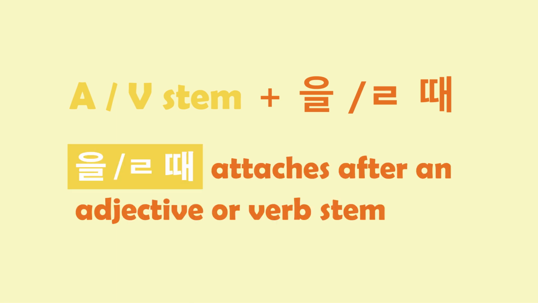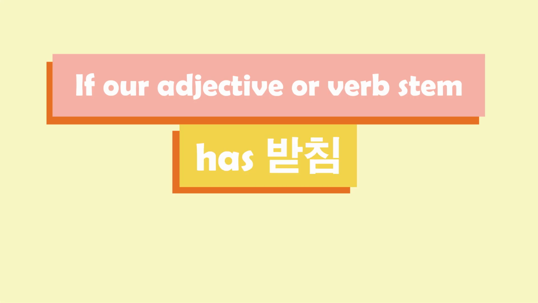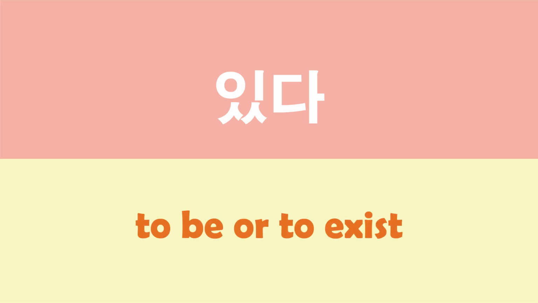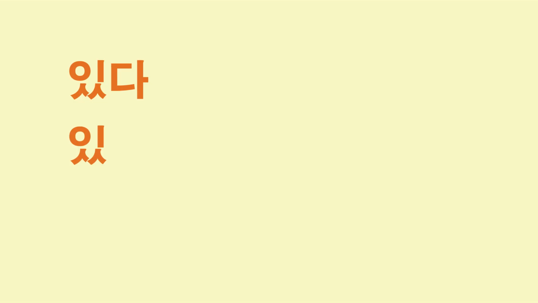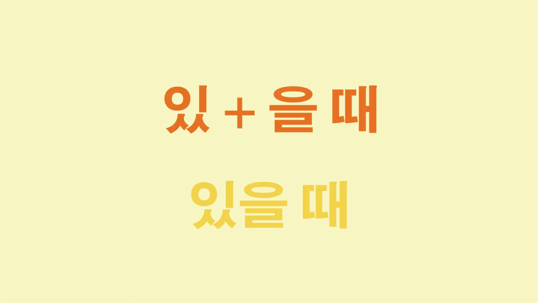ㄹ/을 때 attaches after an adjective or verb stem. If our adjective or verb stem has 받침, we add 을 때. For example, 있다. 있다 means to be or to exist. It is a verb stem and it has 받침. So, 있 plus 을 때, 있을 때.